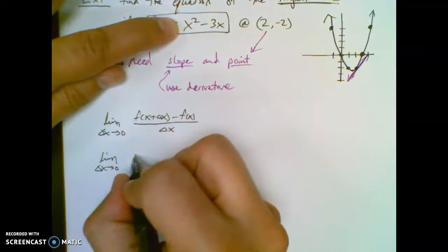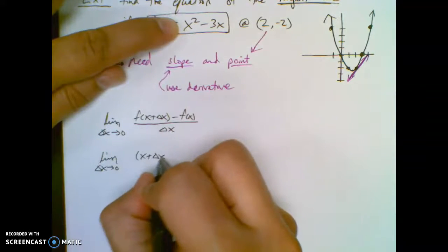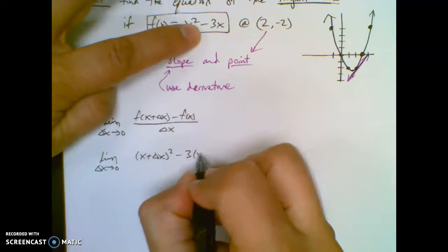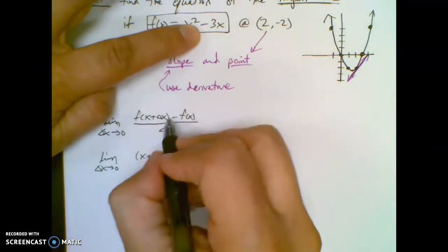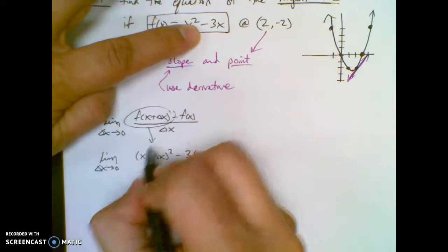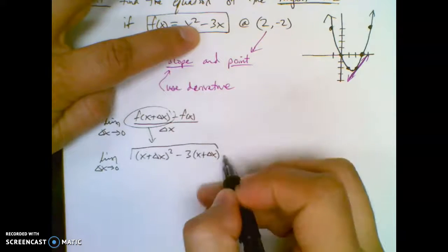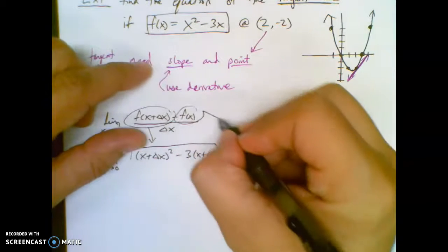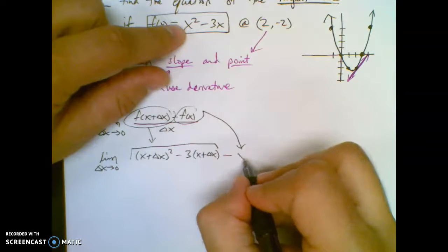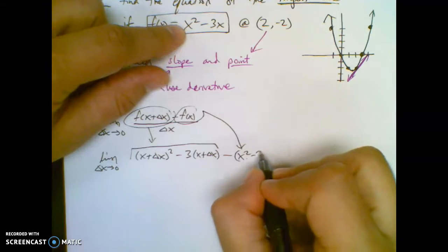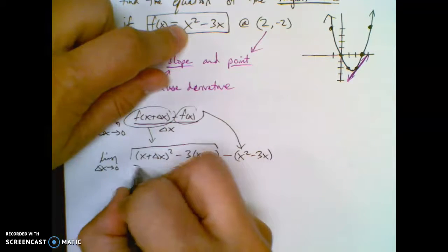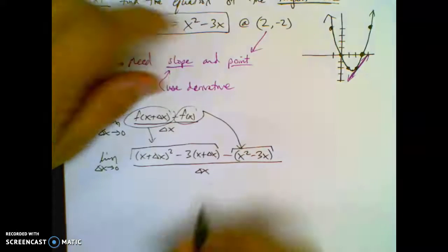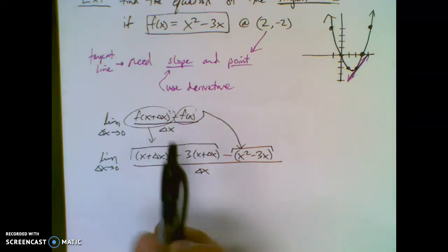If I plug in an x plus delta x, it's x plus delta x squared minus 3 times x plus delta x. That was this part. And then I have a minus sign between them. And then this part is just to rewrite with parentheses. Don't rookie that up or stuff won't cancel later. Over delta x. So pause for a second, make sure you're cool with that.